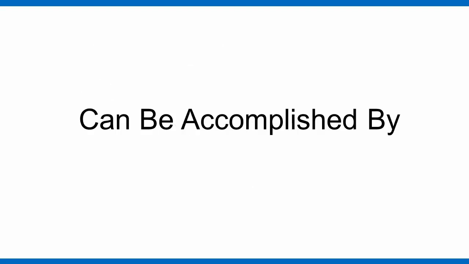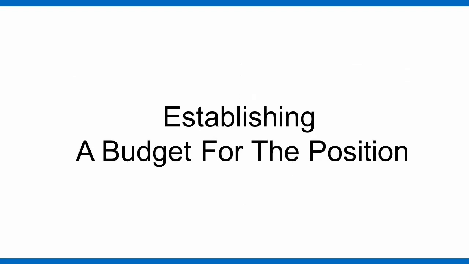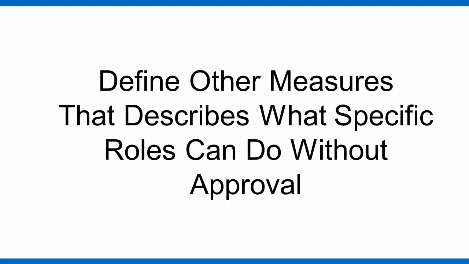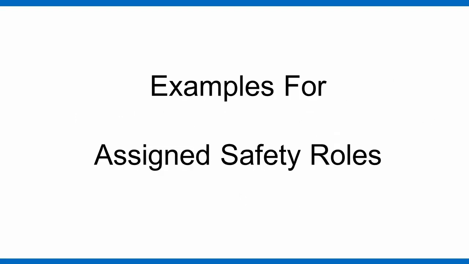And this can be accomplished very easily by clearly stating the scope of authority by indicating supervisory relationships, establishing a budget that the position can use, and any other measures that describe what a person in this position can do without obtaining further authority. At this step, you do not want to attempt to describe each job's specific task in detail. The following are some examples of some of the assigned safety roles for each category.